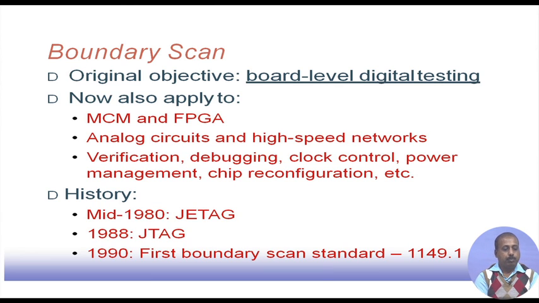For analog circuits and high speed networks, as I have already said, the 1149.6 is actually targeted at that. So you can use it for analog circuits and high speed networks, and you can also go for verification, debugging, clock control, power management, chip reconfiguration. So for many various other purposes we can use this boundary scan.